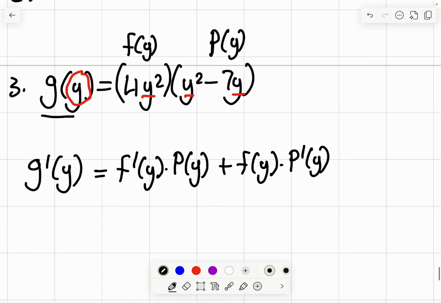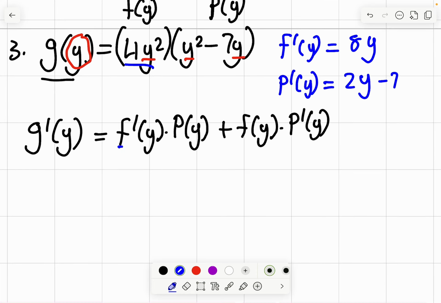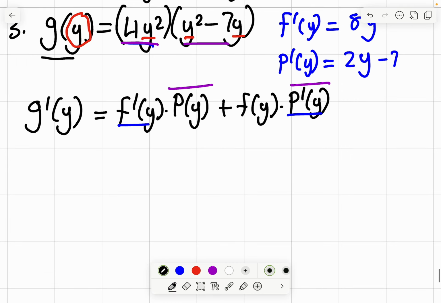So what is f prime of y? We are going to derive this function, and we are going to have 8y. Therefore, when we are deriving p of y, we are going to have 2y minus 7. So we have to substitute those things here. Understand? Simple stuff. So it means g prime of y is equal to what?